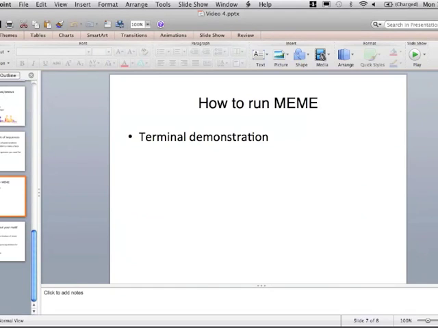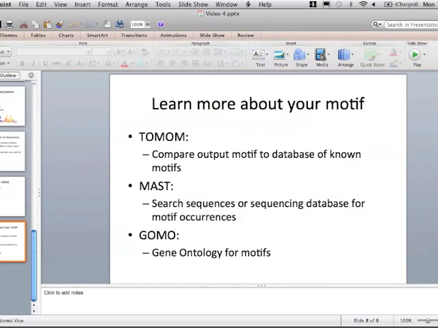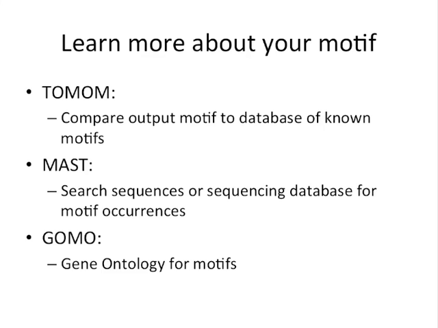Okay. So one more thing is, if you want to learn more about your motif, what can we do? These are some things that I mentioned just a second ago. You can use TomTom, which is a part of the suite as well, to compare an output motif to a database of known motifs. MAST, which I really like, you can use to search your sequences or other sequence databases for occurrences of this motif. And then GOMO, which uses gene ontology for motifs, so it'll assign target genes for the motif you gave it, and then it will look for genes that are regulated by that motif.